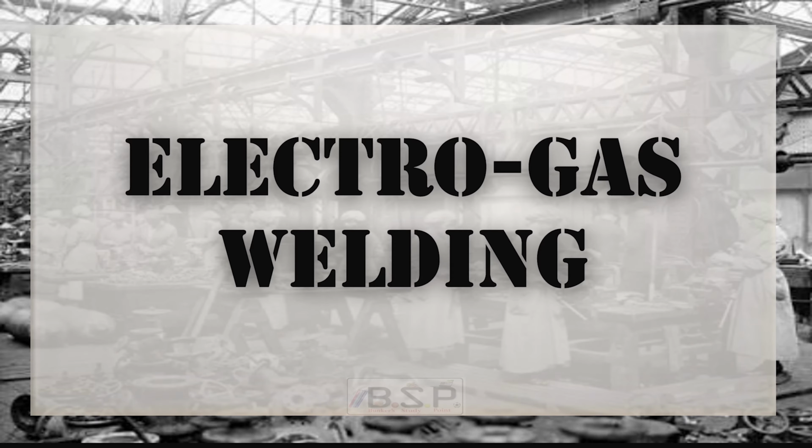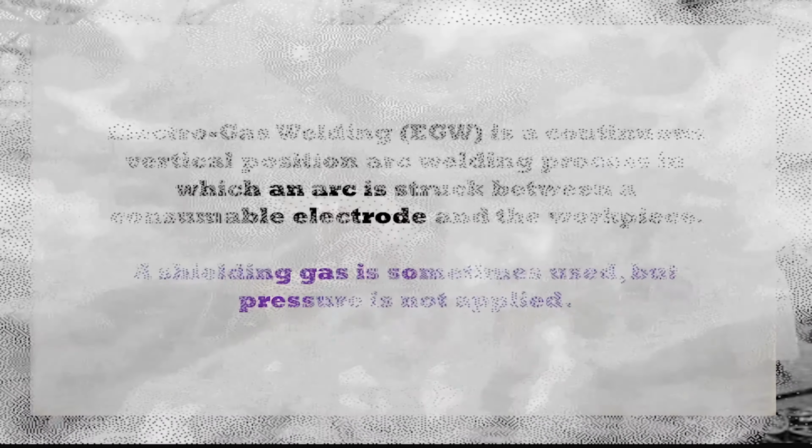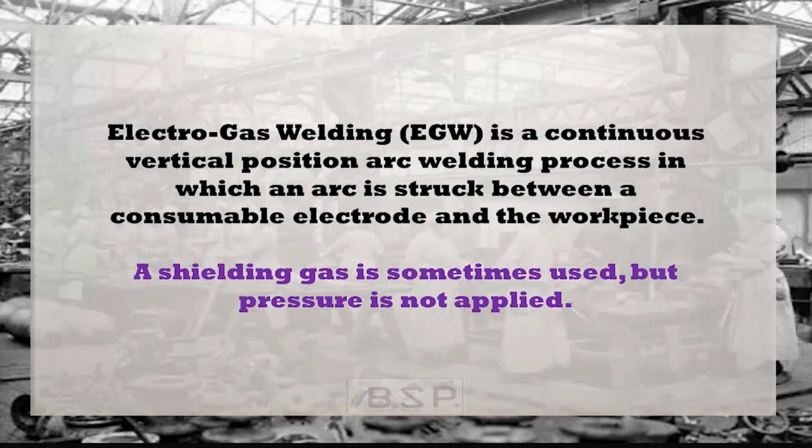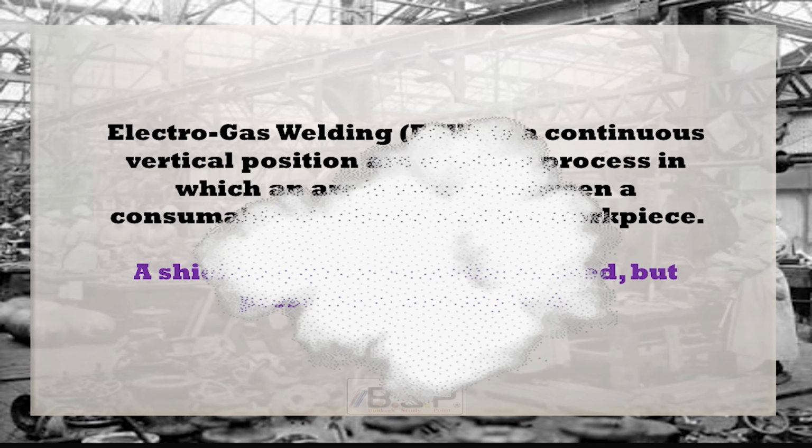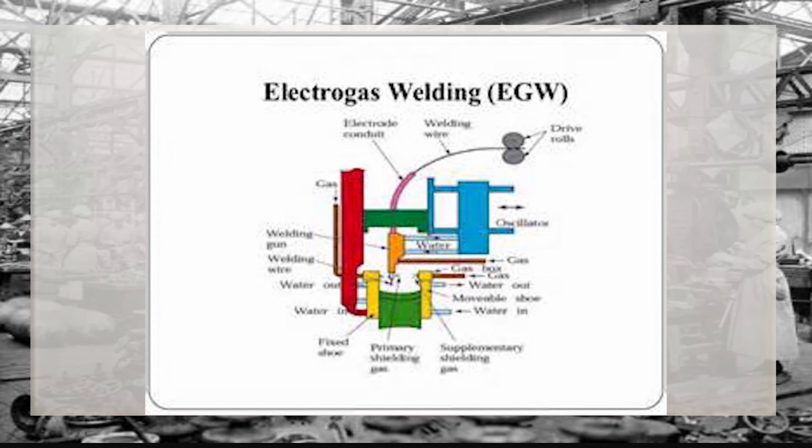Our first type is electrogas welding. The electrogas welding, EGW, is a continuous vertical position arc welding process in which an arc is struck between a consumable electrode and the workpiece. A shielding gas is sometimes used, but pressure is not applied. Gases like CO2 are used to avoid the oxidation of the workpiece.